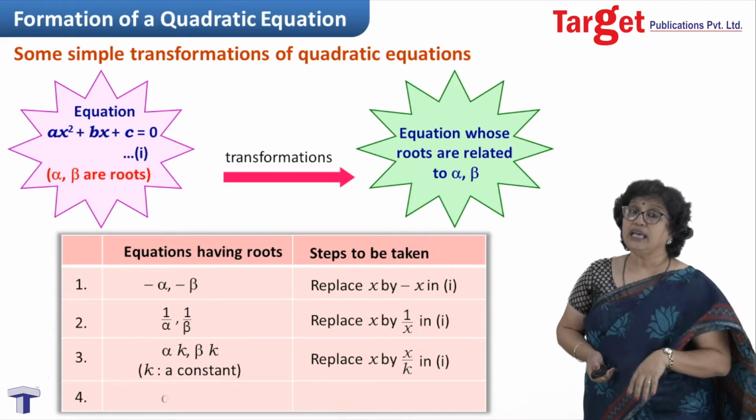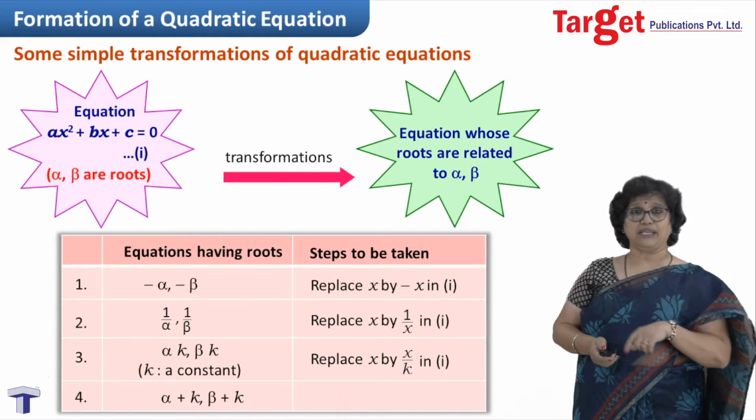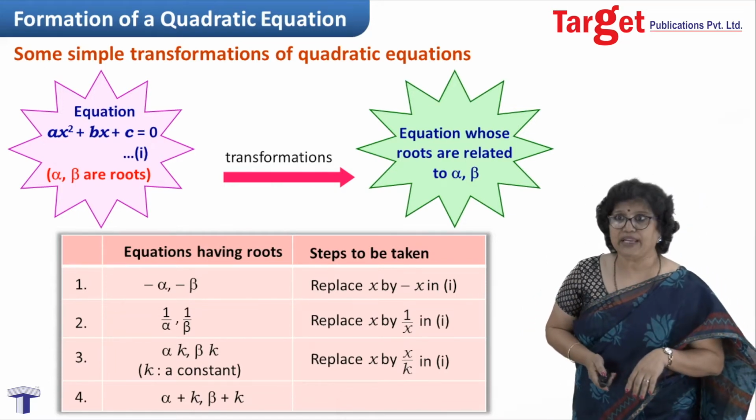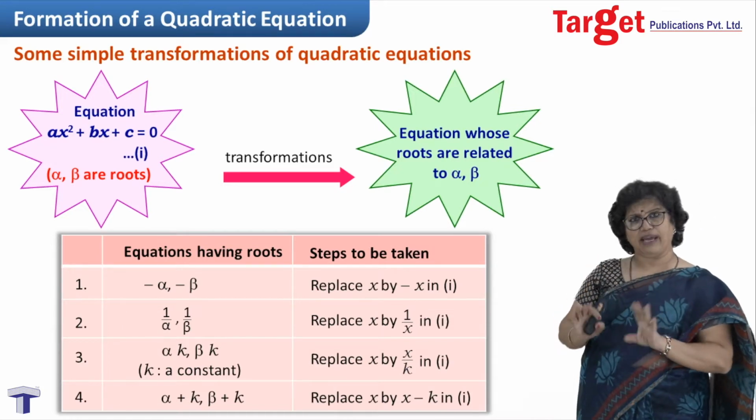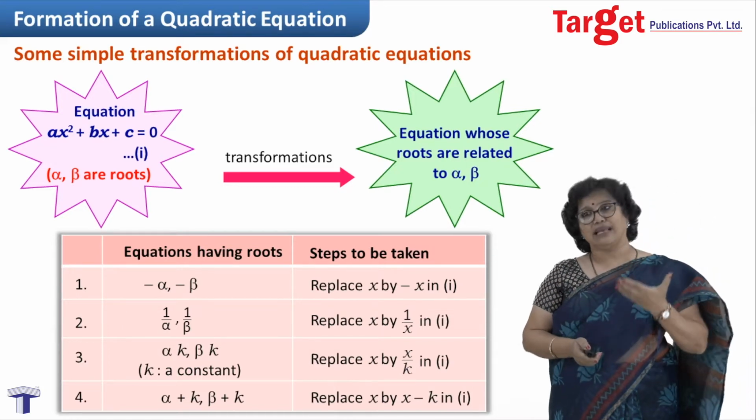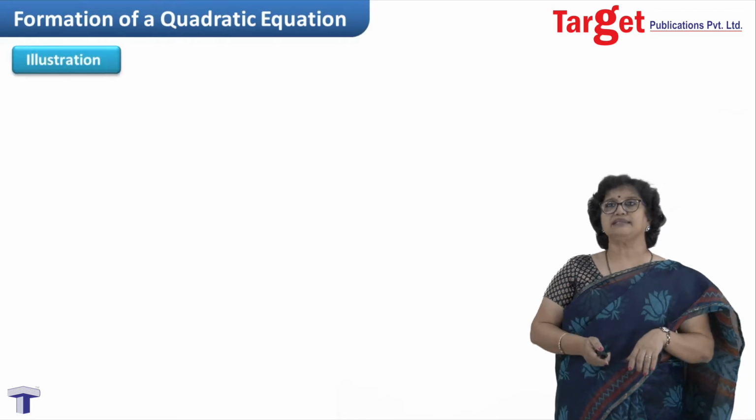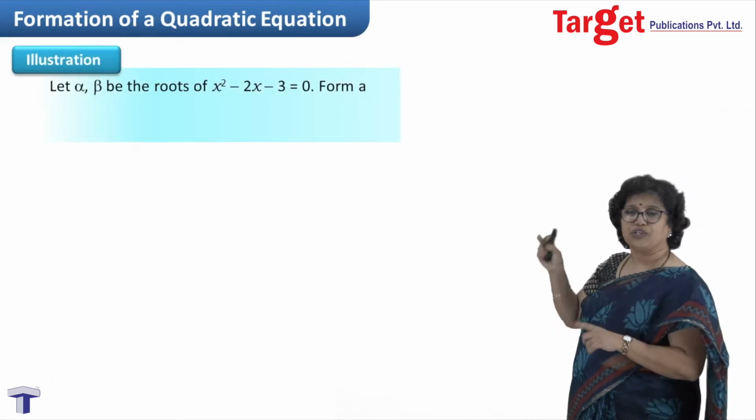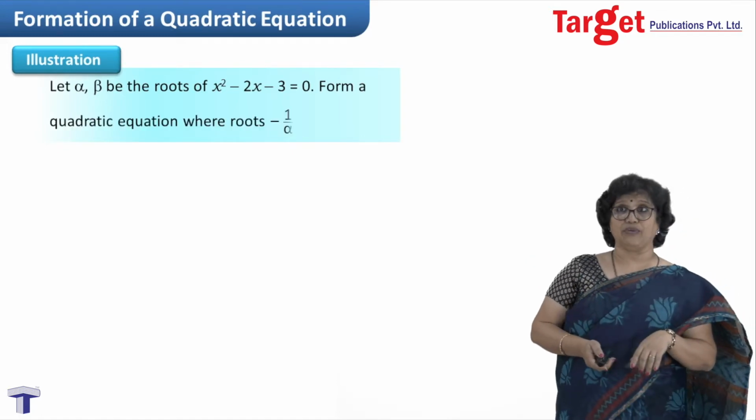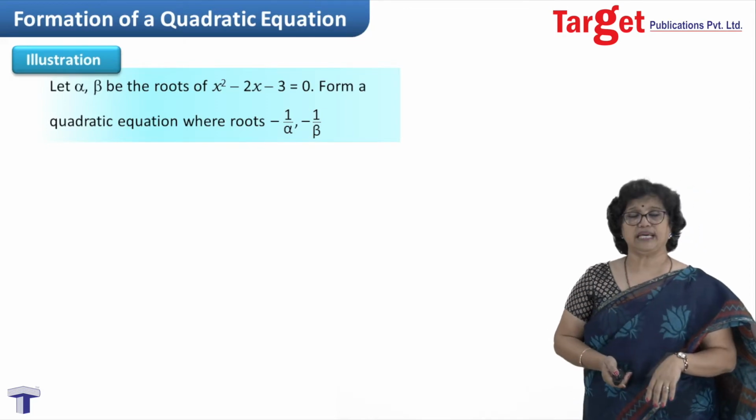Now, the fourth one is, if the new equation's roots are alpha plus k and beta plus k, then what would be the remedy? The remedy is that you replace x by x minus k and simplify. The resulting equation would be nothing but the required equation. Now, let us take one example. The example is that alpha and beta are the roots of x square minus 2x minus 3 equal to 0, and form a quadratic equation whose roots are minus 1 upon alpha and minus 1 upon beta.